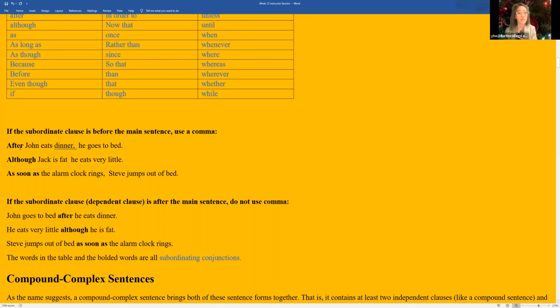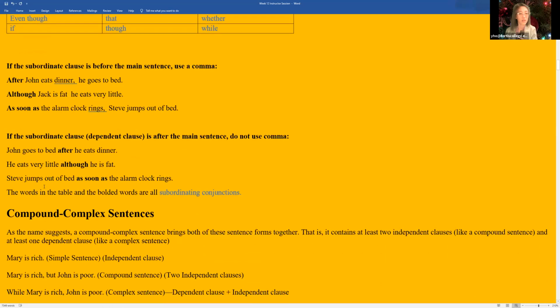And so whenever you have the dependent clause in the beginning of the sentence, you always have to have a comma. If you are missing a comma, then you have a comma splice. And so here, but if the dependent clause comes after the main sentence, then you don't need a comma. So here you have, although Jack is fat, comma, he eats very little. As soon as the alarm clock rings, comma, Steve jumps out of bed.